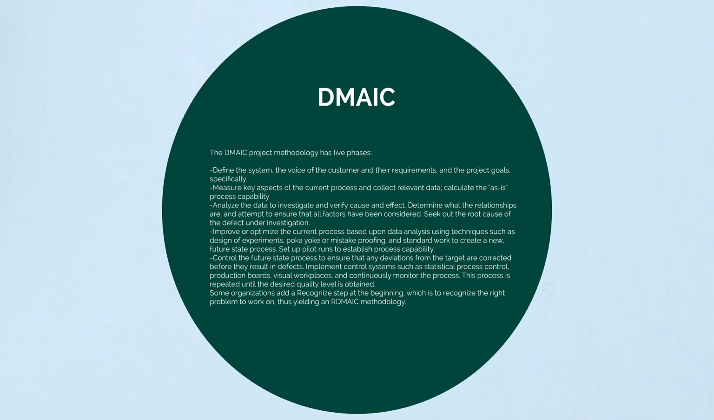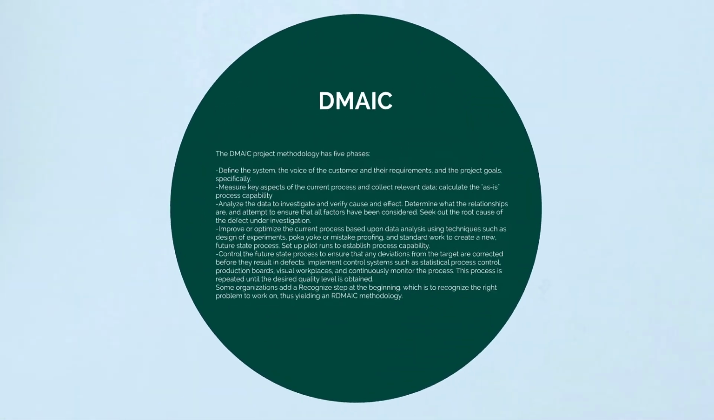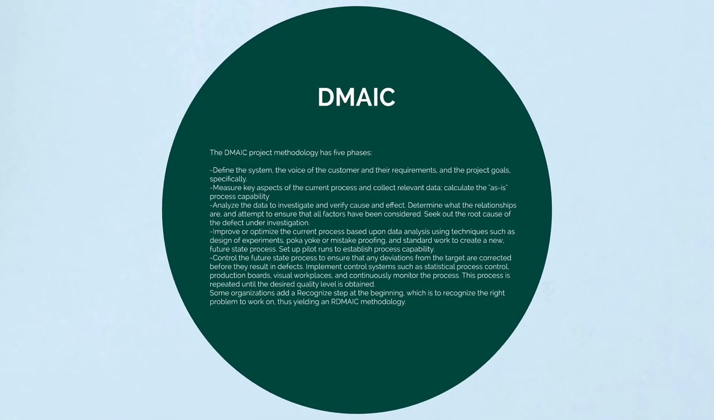The DMAIC project methodology has 5 phases. You have Define the system, the voice of the customer and their requirements, and the project goals specifically. Measure key aspects of the current process and collect relevant data, and calculate the as-is process capability. Analyze the data to investigate and verify cause and effect, determine what the relationships are, and attempt to ensure that all factors have been considered. Seek out the root cause of the defect under investigation.